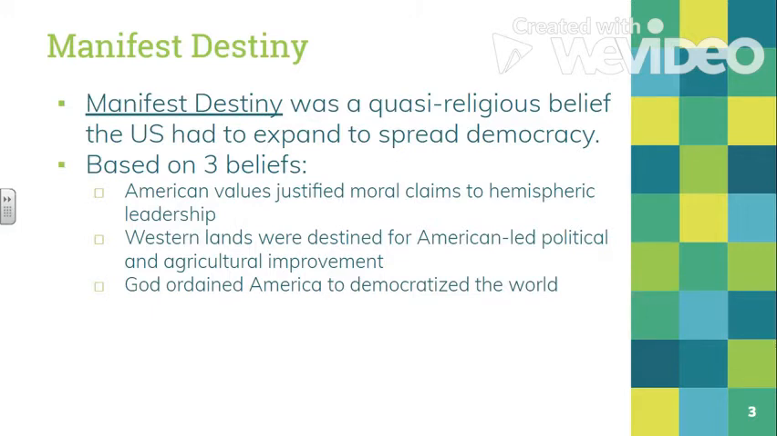And then lastly, God wanted us to. This American belief that God had ordained the United States to democratize the rest of the world. And this is where the philosophy of American exceptionalism begins to come in, that America was this exceptional nation that God looked with favor upon, and it needed to spread to the rest of the world.